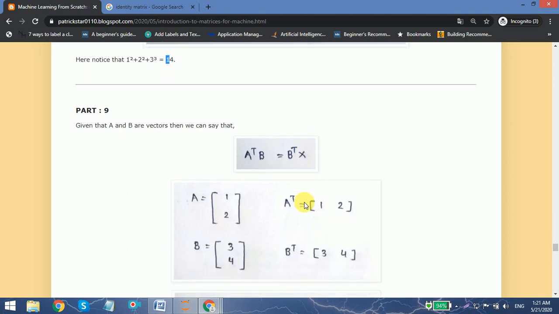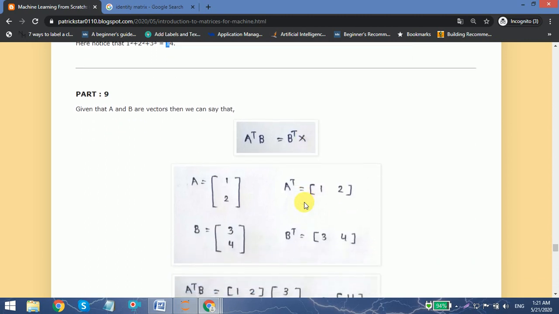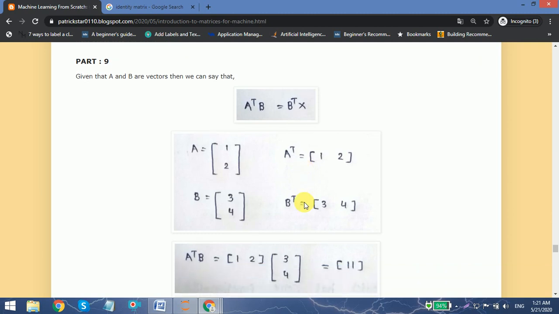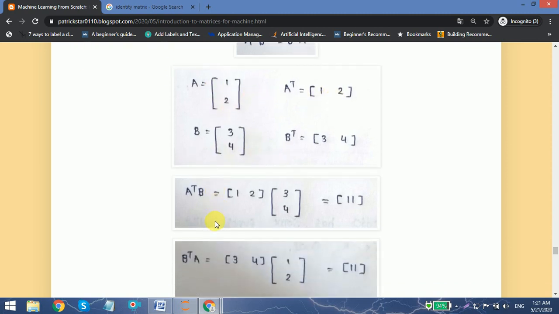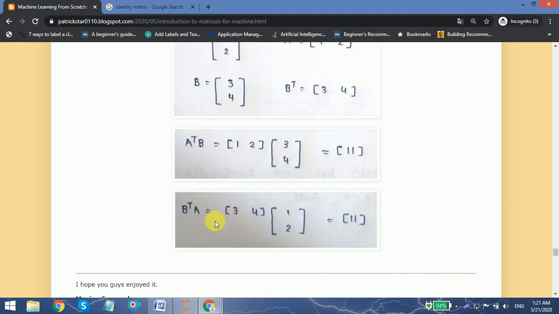Okay, so here is the ninth and the last part that we are going to need in machine learning for now. Given that A and B are vectors, this is the point to be noted here, they must be vectors, then we can say that A transpose B equals B transpose A. Let's check it with an example. Here is A transpose B, and we are going to multiply A transpose and B, so it is going to be 1 into 3 plus 4 into 2, that is 8 plus 3, so we got 11.